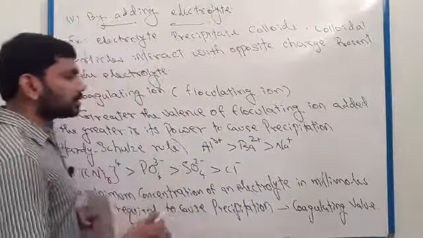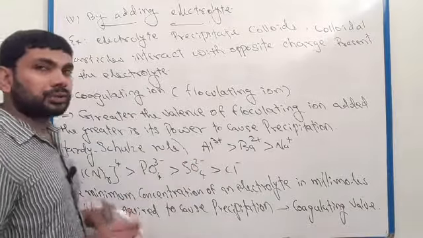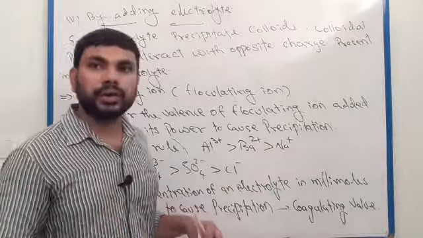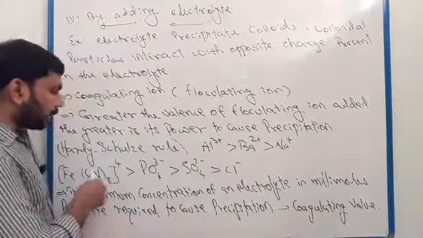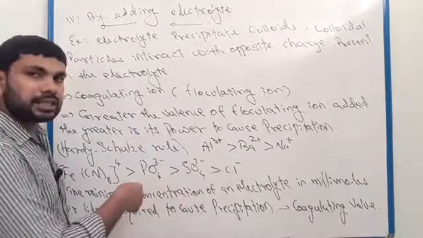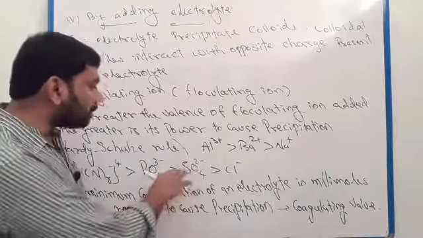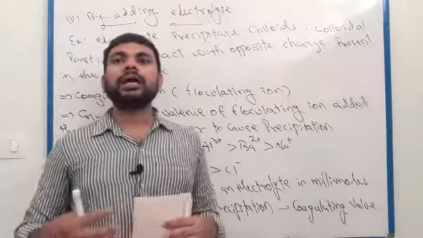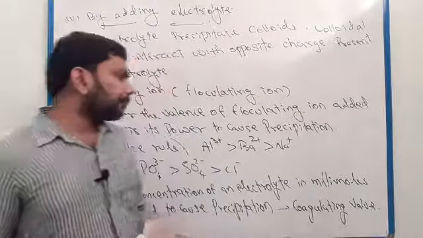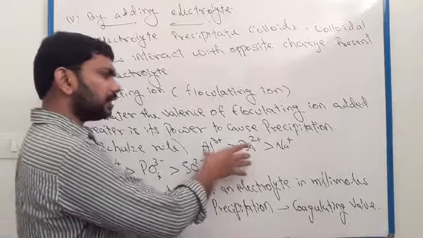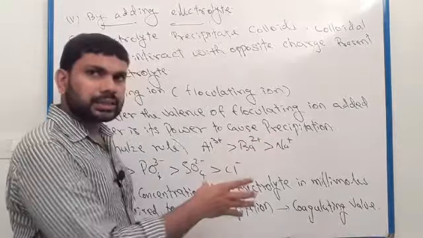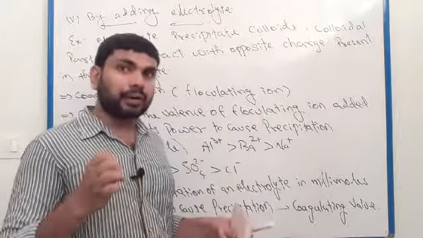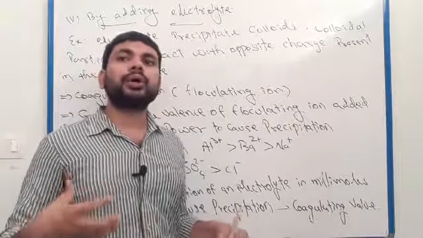Look here, these are different examples. An electrolyte which contains positively charged ions will coagulate negatively charged colloidal particles. An electrolyte which contains negatively charged ions will coagulate positively charged colloidal particles. It means opposite charges always interact with each other and precipitation happens. Also, you have to understand that these are the different types of ions in the electrolyte. Flocculating ions with a higher valency have higher power to coagulate colloidal particles.